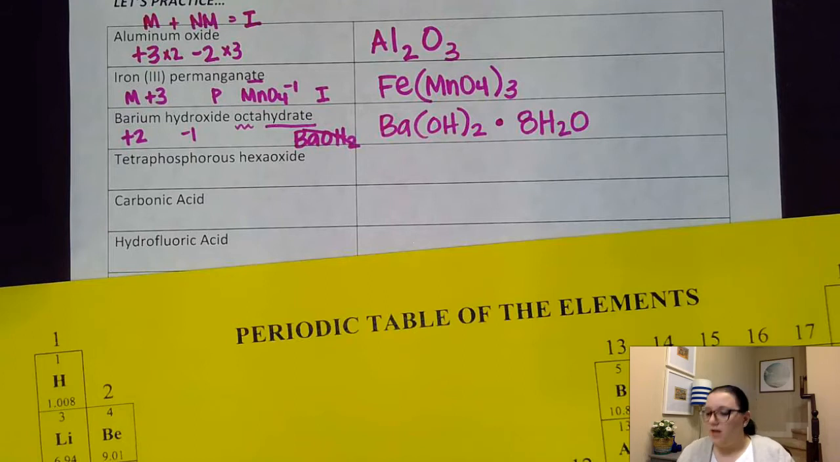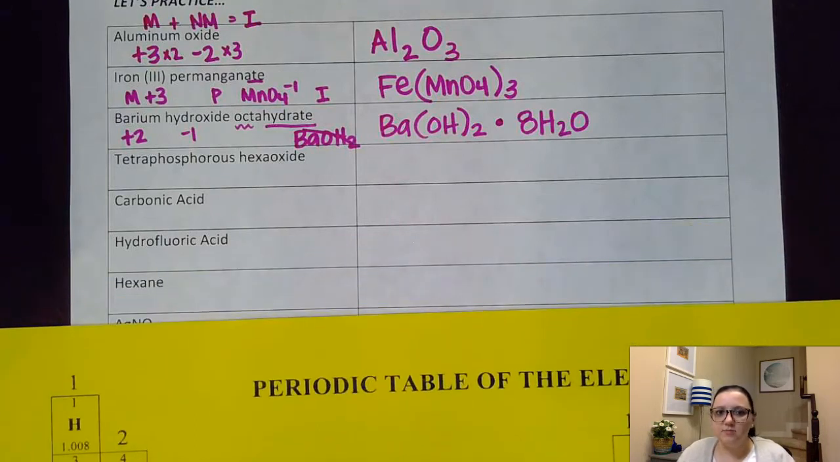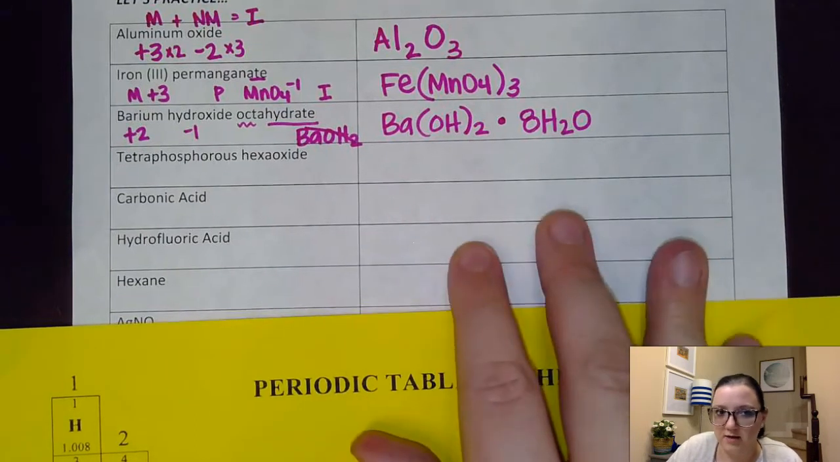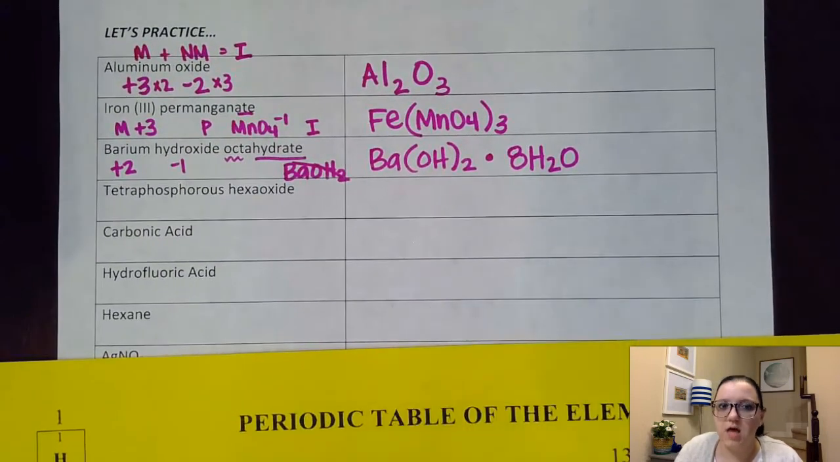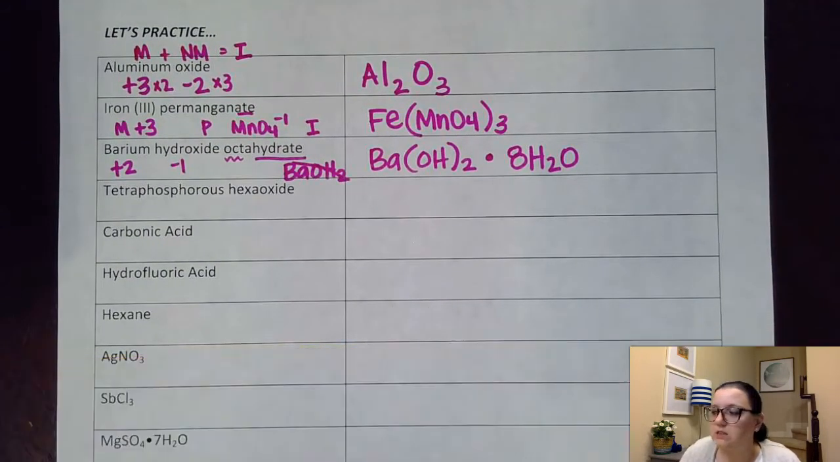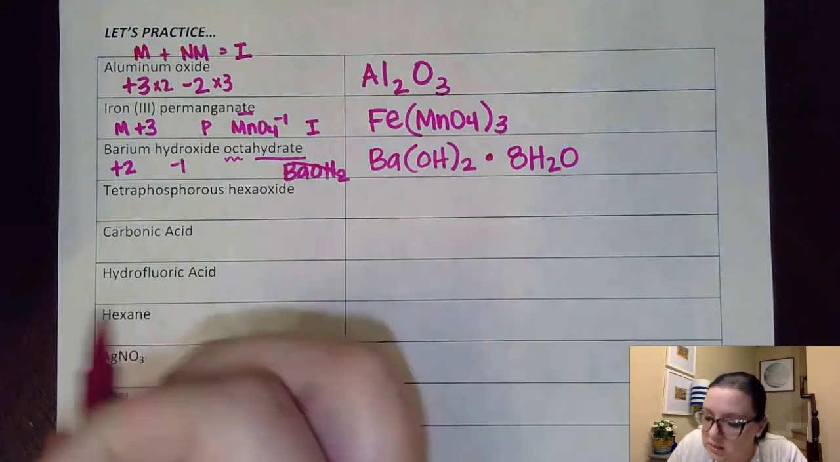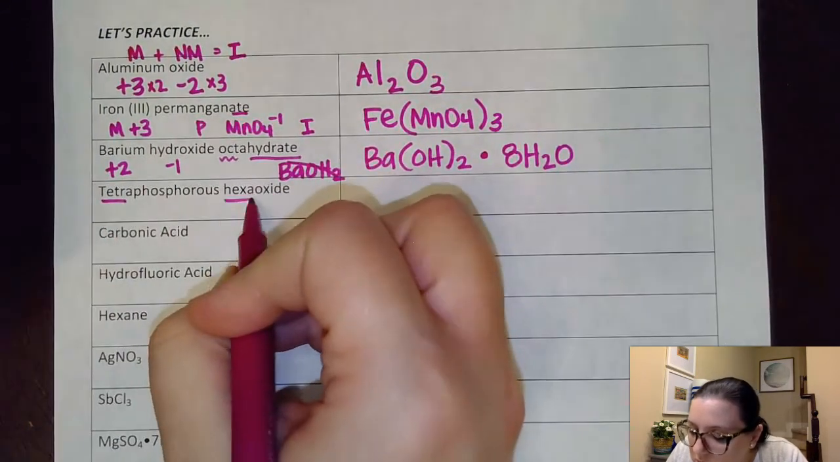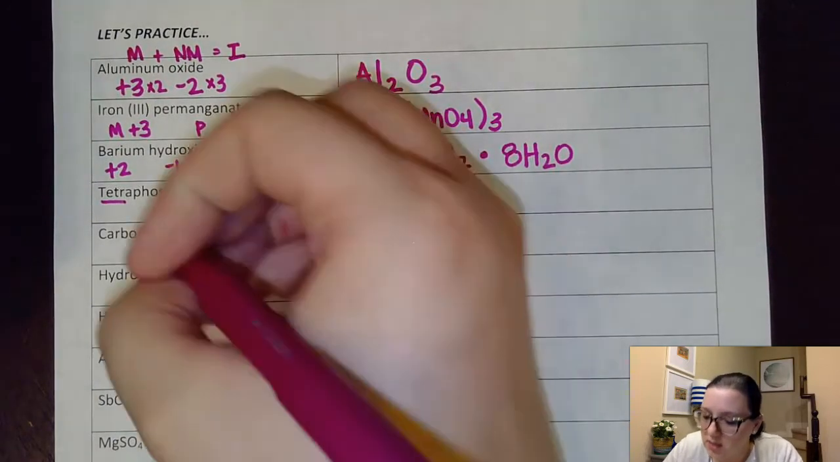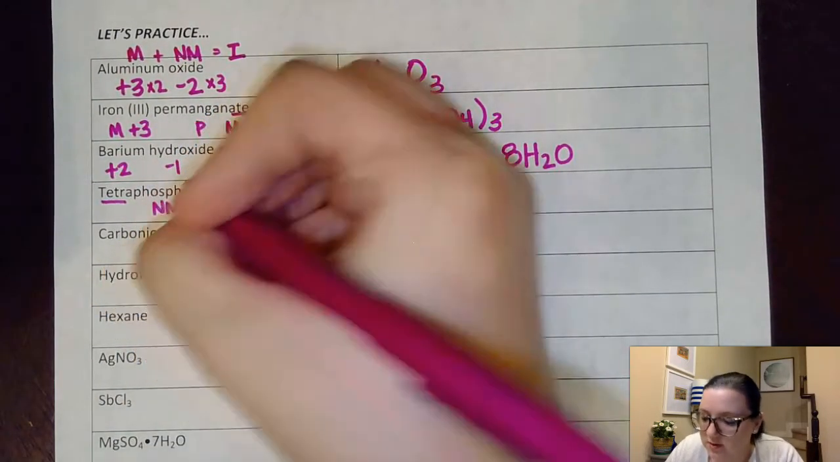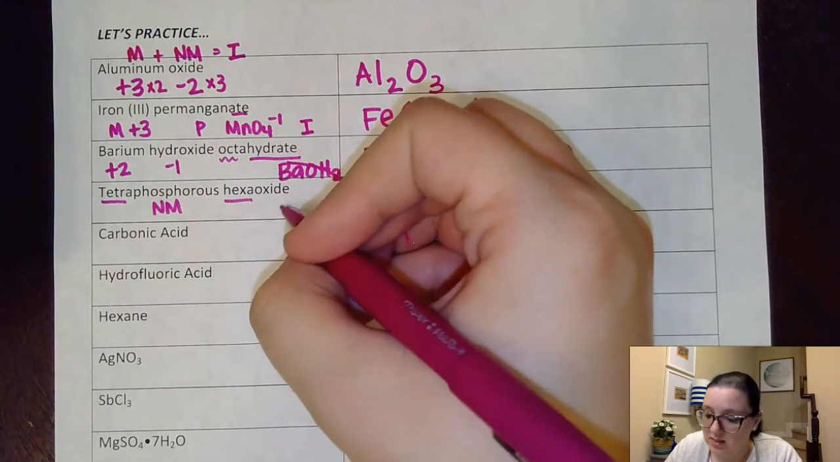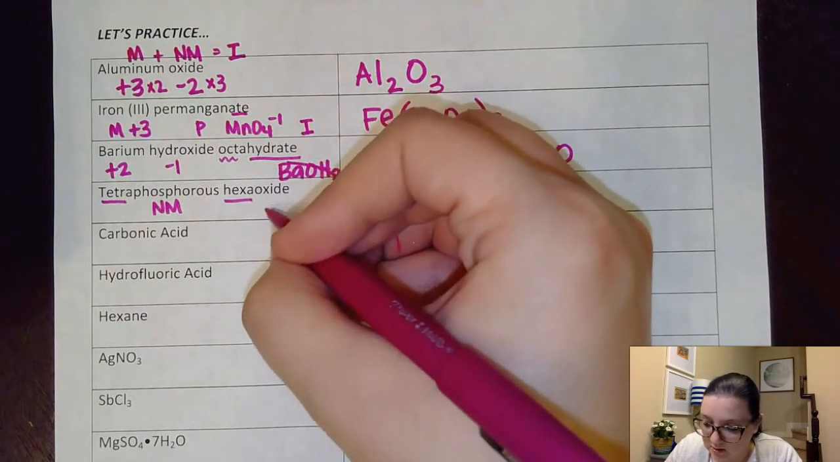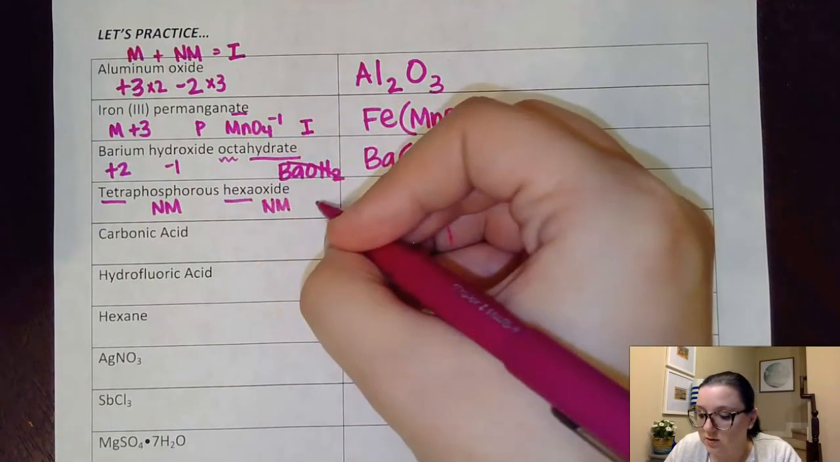Okay, so now the next one. I see something kind of interesting about the next one off the bat. I'm like, whoa, tetraphosphorus hexaoxide. I am seeing some prefixes here. I see tetra, I see hexa, and I see a nonmetal, phosphorus, and an "ide" nonmetal, because that's not hydroxide or cyanide. And so I know that this is covalent.